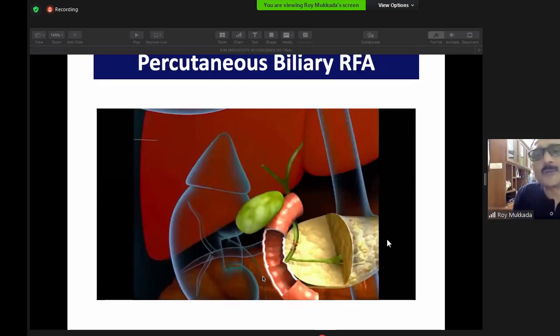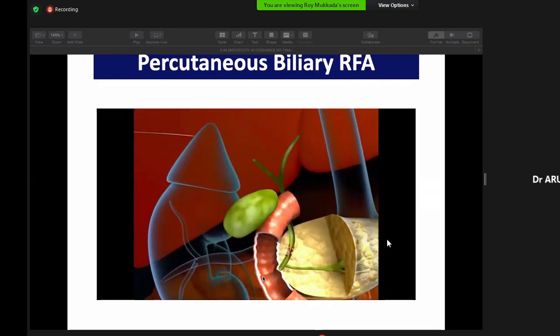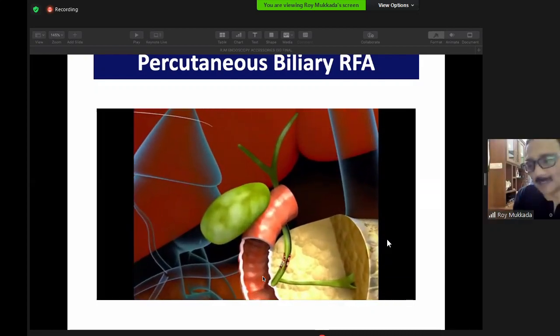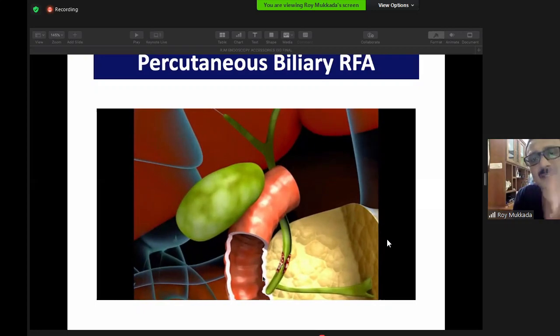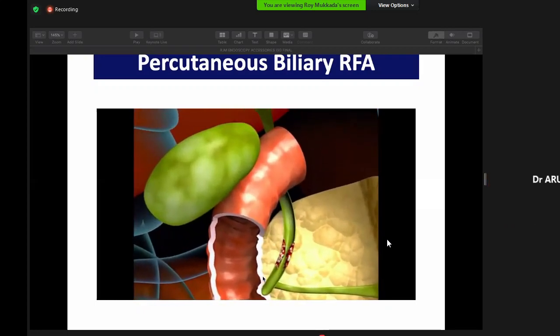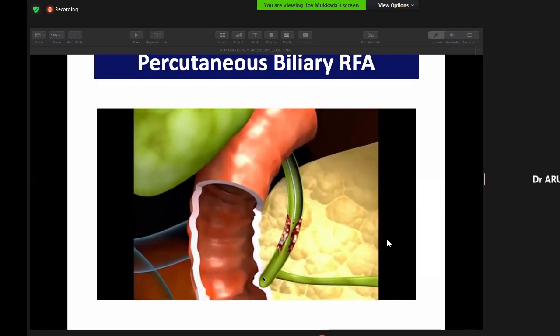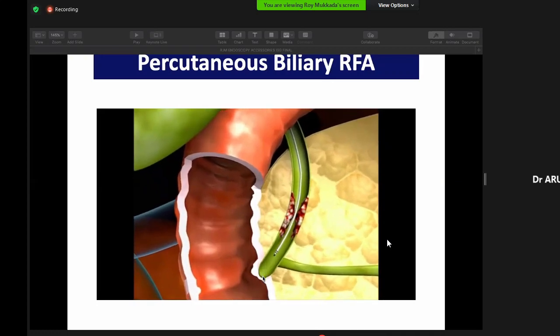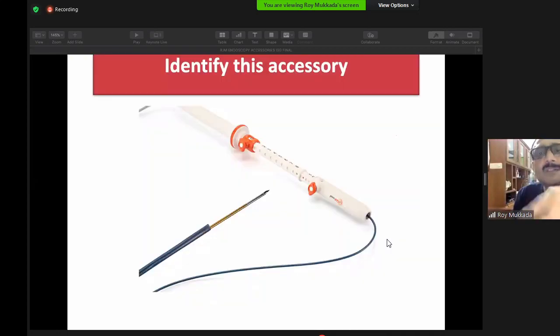Okay. So similarly, you can also do a PTBD and pass the wire percutaneously into the bile duct, and then use the ablator to ablate the lesion. Okay. So this is a similar RFA probe, but do you know where it is used?